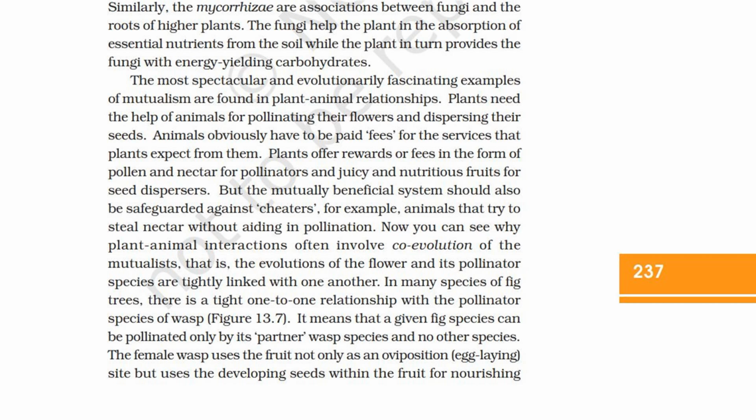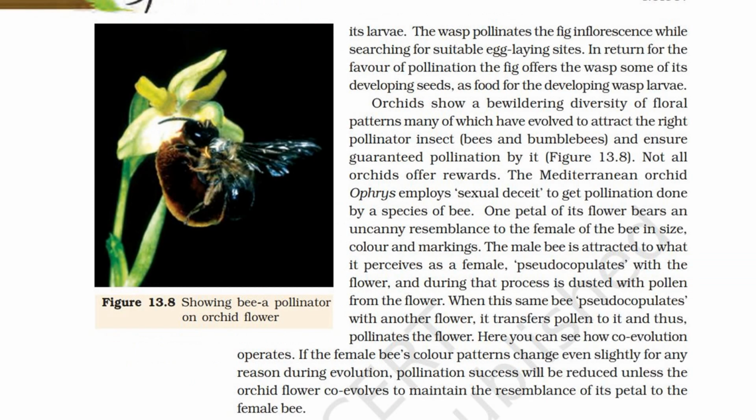Now you can see why plant-animal interactions often involve co-evolution of the mutualists, that is, the evolutions of the flower and its pollinator species are tightly linked with one another. In many species of fig trees, there is a tight one-to-one relationship with the pollinator species of wasp. It means that a given fig species can be pollinated only by its partner wasp species and no other species. The female wasp uses the fruit not only as an oviposition, egg-laying site, but uses the developing seeds within the fruit for nourishing its larvae.